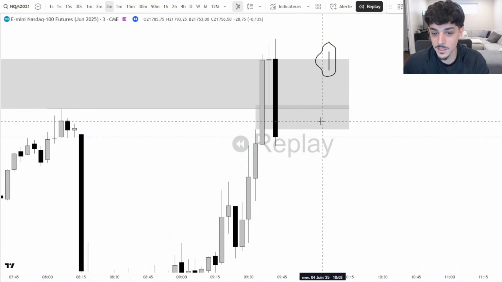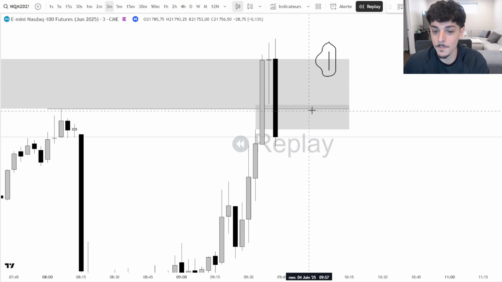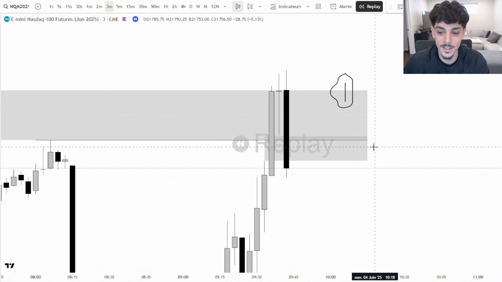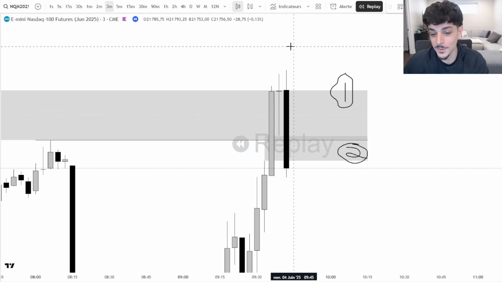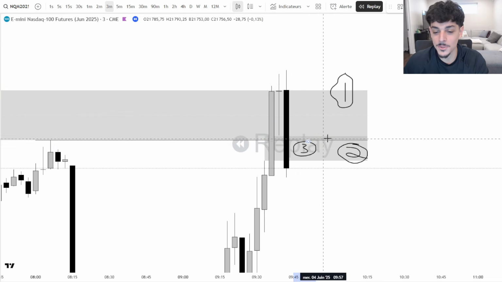So what is this gap telling me? It's telling me that the buyers are located right here, and if we're truly bullish, we should respect the zone in order to create a new high. So this is the second confirmation checked right here. Now I wait for price to disrespect this fair value gap, so I have my third step also checked.